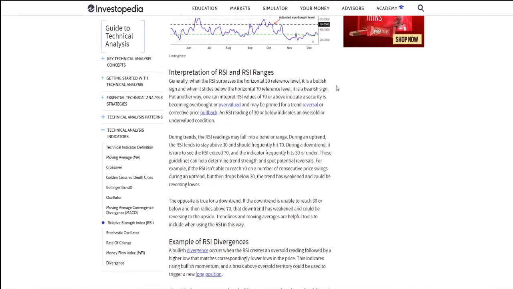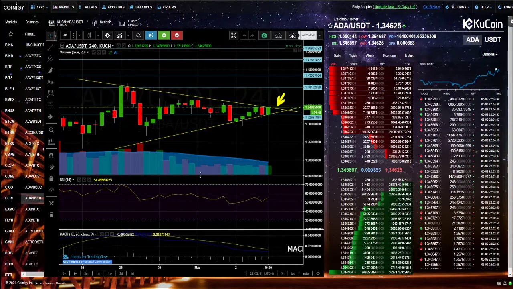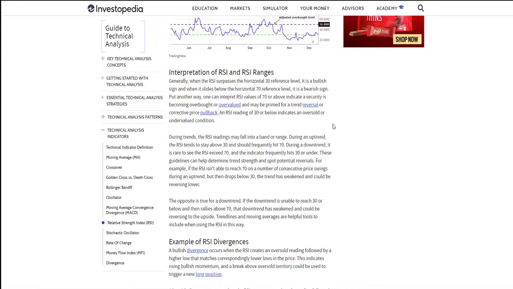So looking at the interpretation of the RSI and RSI ranges. Generally, when the RSI surpasses the 30, it is bullish. When it slides down below the 70, it is bearish. So again, looking back at our chart, you can see when it's going down, it is bullish. When it's going up, it's bearish. So depending how far it is though, is really what you want to look at.